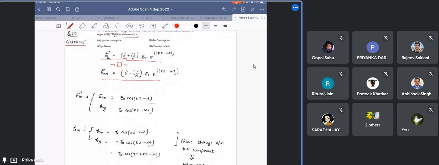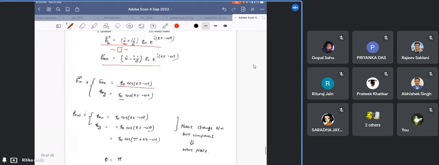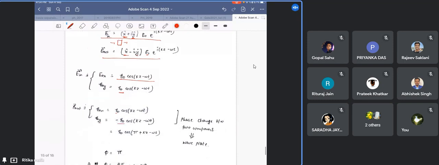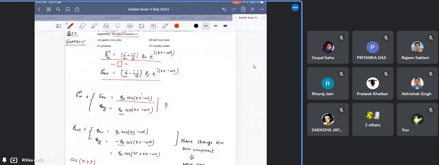If you look at the E component, I have again simplified it in cosine form. So this is my X component and this is my Y component. Similarly, in the output, this is my X, but the Y component has a negative. So EY becomes minus E0, which I can also write like cosine of pi. As you are aware, cos(pi plus theta) equals minus cos theta. So with the minus, that means the phase difference between the EX component and EY component is zero initially. If this is phi 1 and this is phi 2, then phi 2 minus phi 1 is zero.